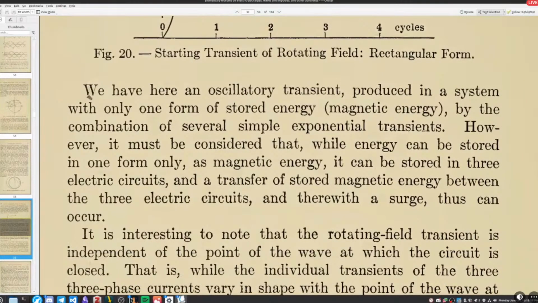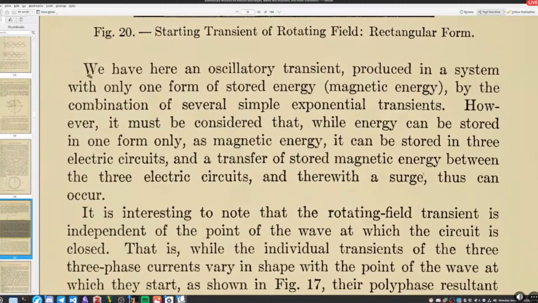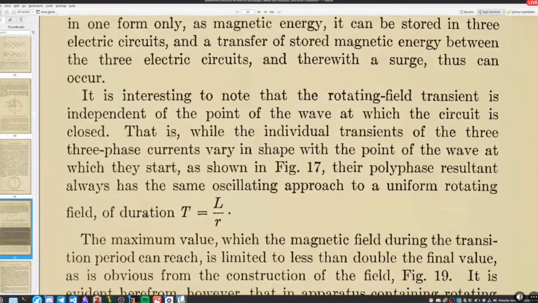We have here an oscillatory transient produced in a system with only one form of stored energy, magnetic energy, by the combination of several simple exponential transients. However, it must be considered that while the energy can be stored only in one form, as magnetic energy, it can be stored in three electric circuits, and a transfer of stored magnetic energy between the three electric circuits, and therewith a surge, thus can occur.